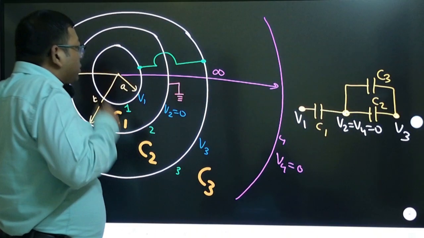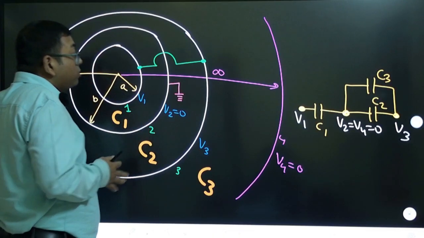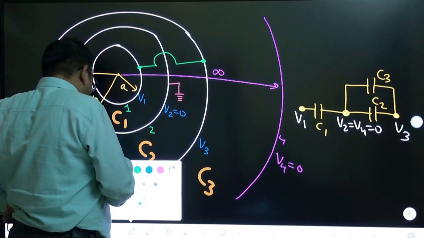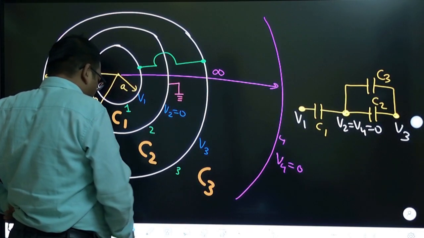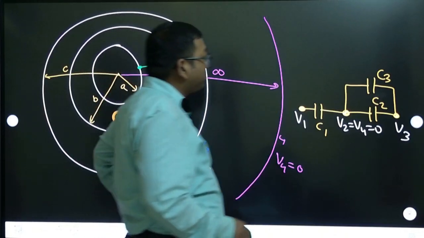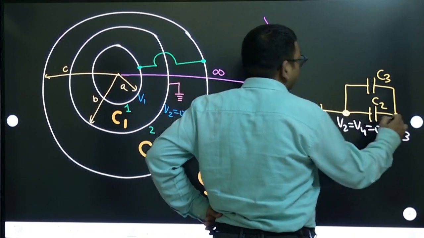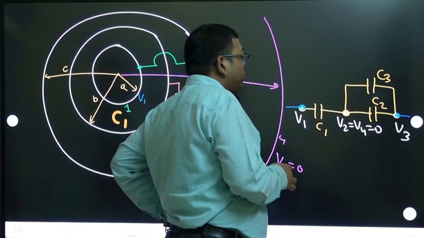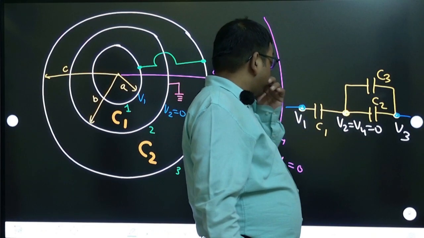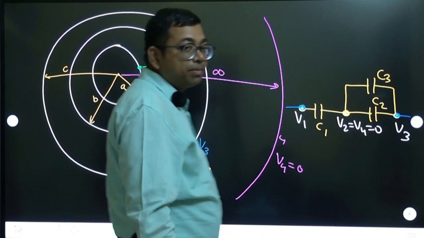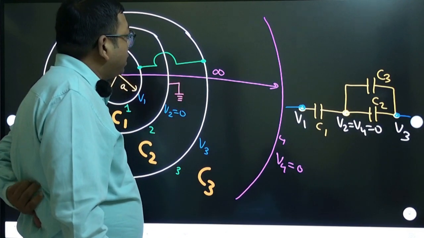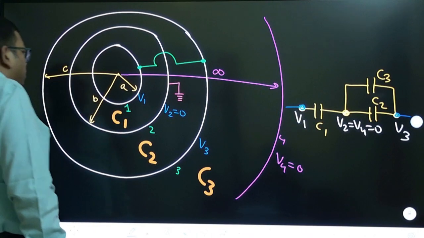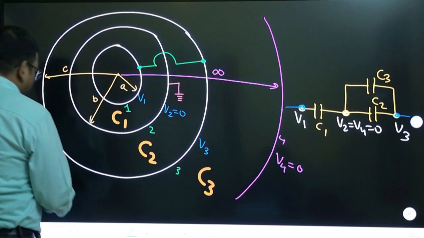Okay, so what is the equivalent now? Equivalent we have to calculate. How do we calculate equivalent? Equivalent means between this point, between 1 and 3, what is the equivalent? So series parallel, try to use series parallel. And before doing series parallel, also write C1, C2, C3. Write that. Write the value of C1, C2, C3. What is C1?